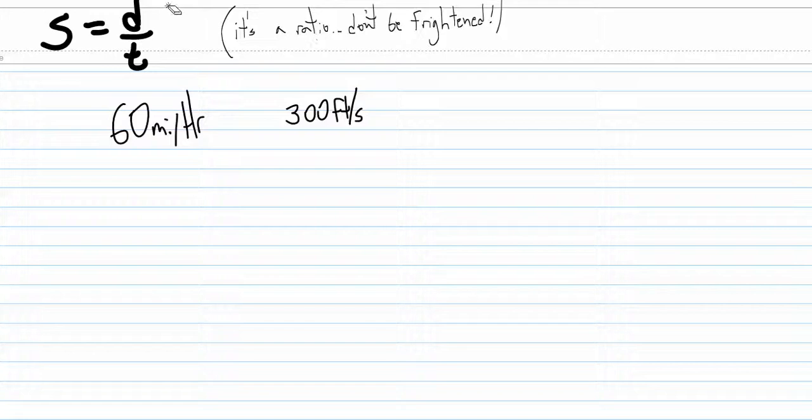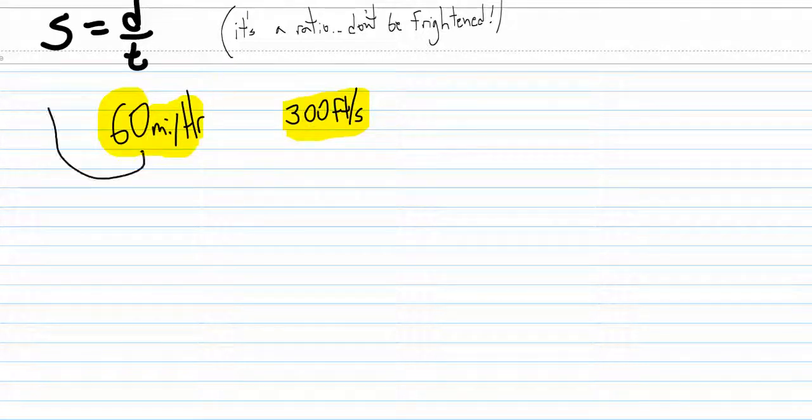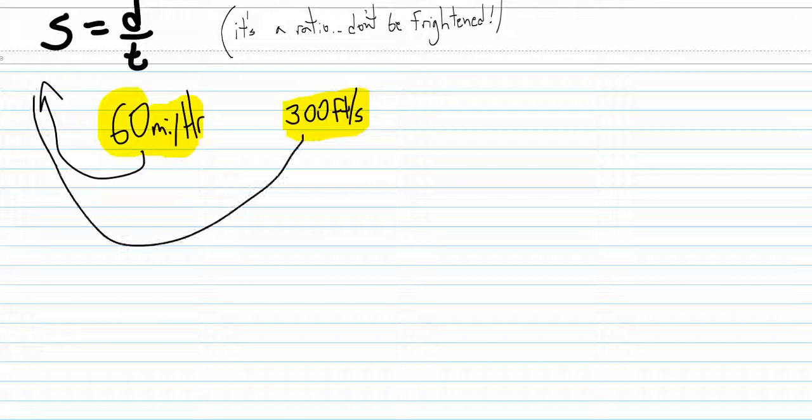All right, let's talk about some speeds. Maybe you're driving along at 60 miles per hour, or maybe you just shot an arrow or a paintball, and it's going 300 feet per second. What are those things? Those are speeds. And what does speed mean? Well, speed has two parts. That's why there are two units in each of these, feet per second and miles per hour.